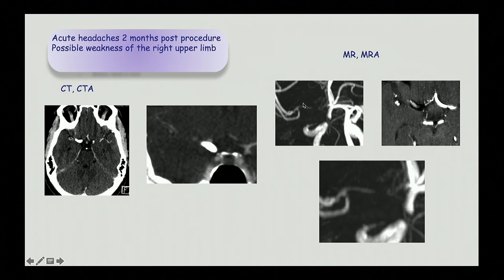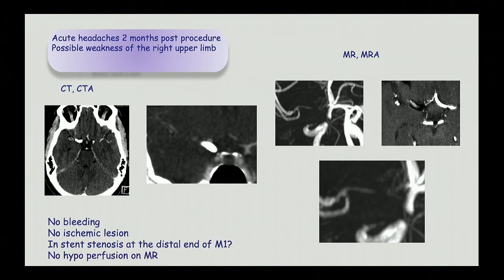You look at here, probable stenosis here, and very difficult to assess what was going on on angio-MR, on time of flight angio. So we can say there is no bleeding, no ischemic lesion, and we are discussing in-stent stenosis. At least there is no hypoperfusion on MR. So we performed the angiography, and this was the result.